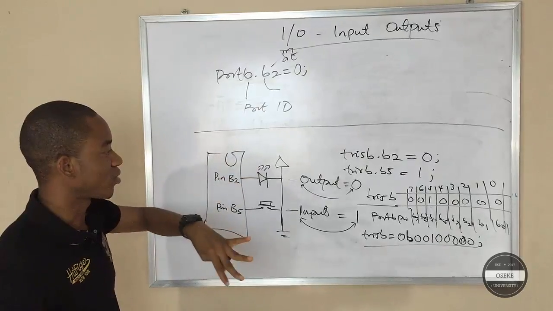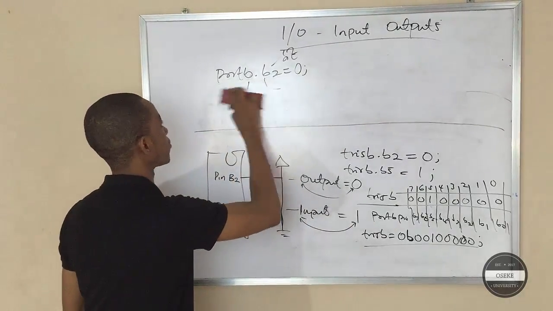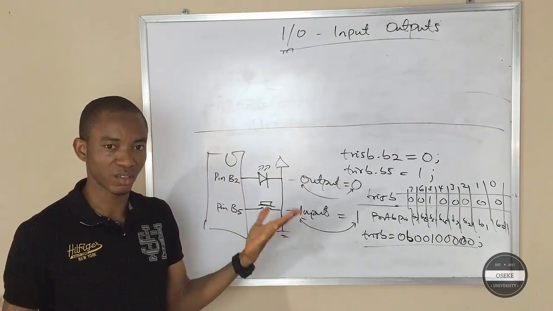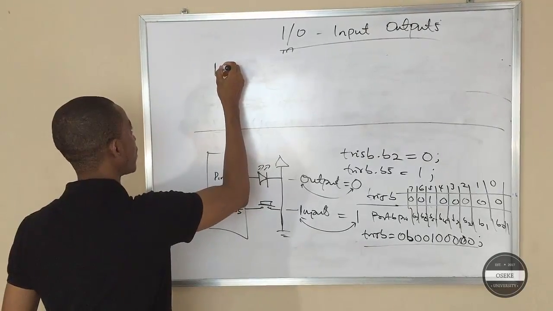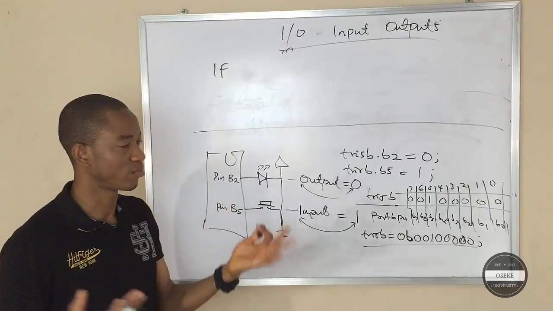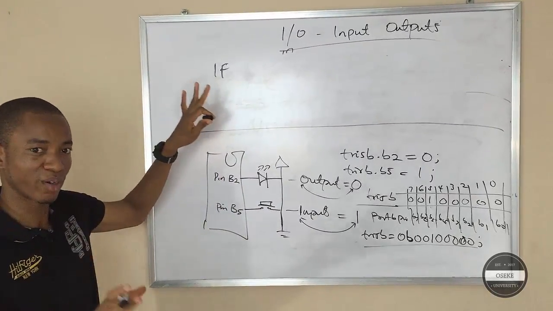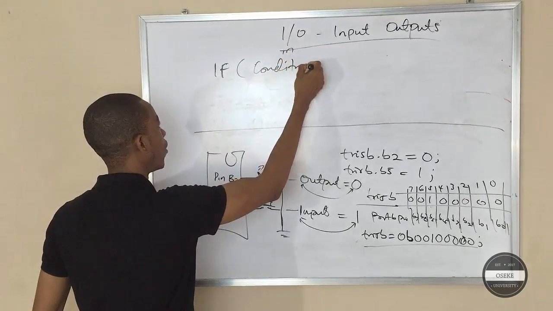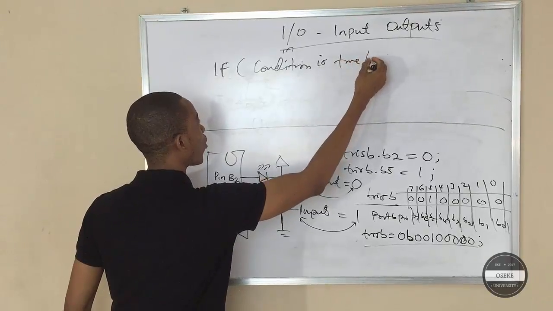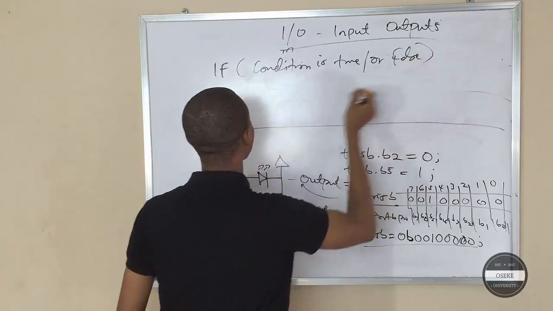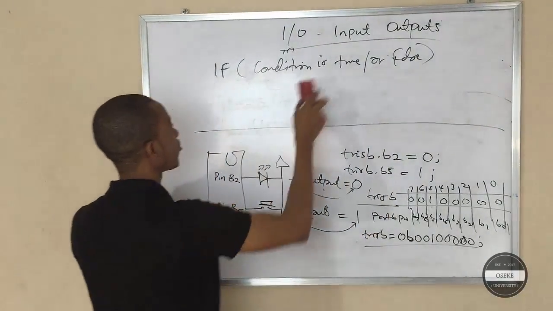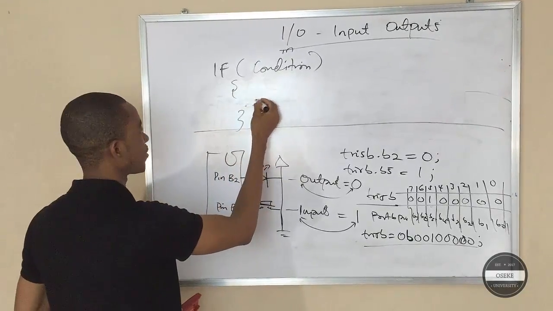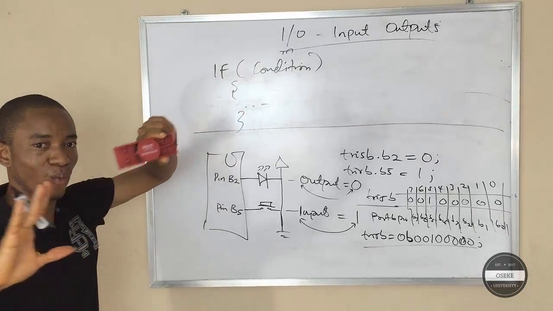Alright, so the next thing is, how do you test for inputs now? Very simple. There's a special C statement called the if statement. That's what we use in testing for inputs. There are other things you can use, but this is what we're going to be using for now at your level. If condition is true, or you can just say if condition, it can be any condition. Once that condition is true, whatever is in these braces will be executed. If the condition is not true, whatever is in the braces will not be executed.